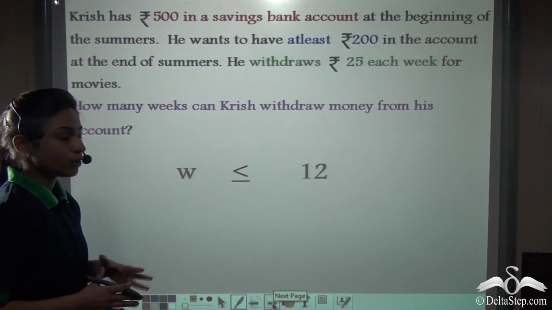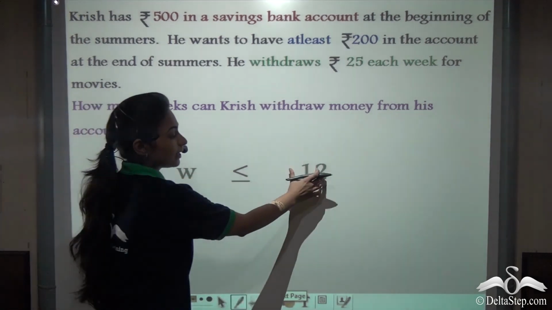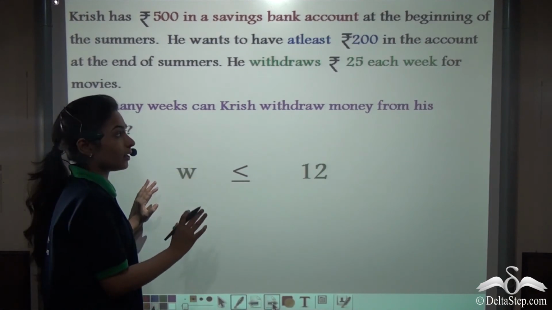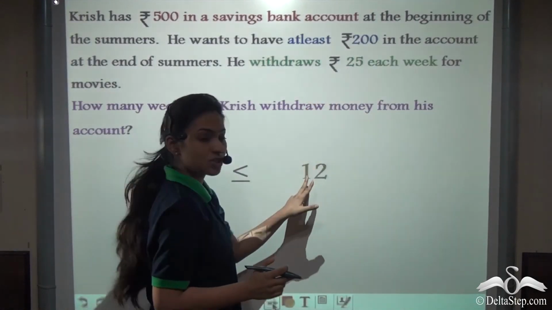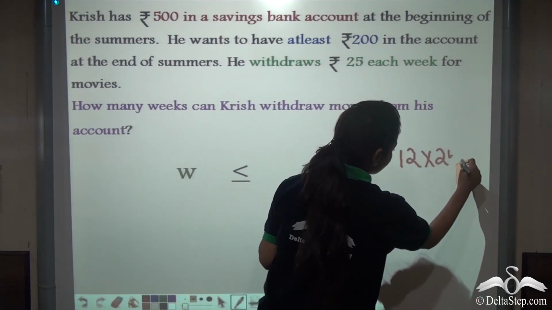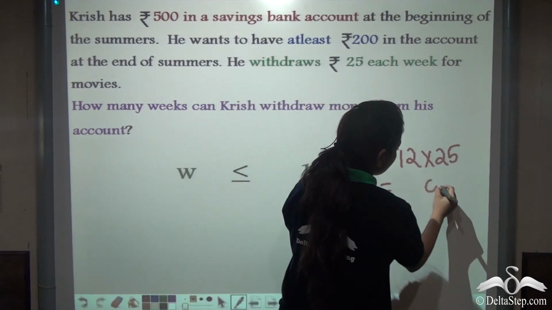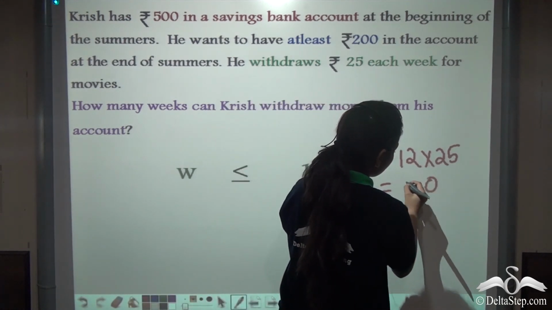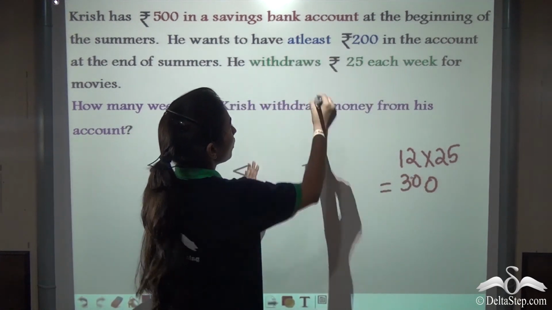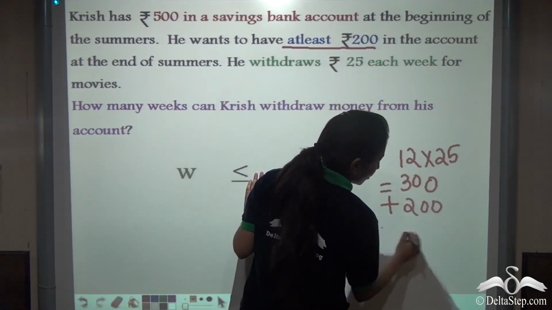The last step is to verify whether we have got the correct inequality or not. Let's say that at most he is withdrawing money for 12 weeks. So let us check with 12. He is withdrawing 25 each week, so 12 weeks into 25. This is the total money he will be able to withdraw. So he can withdraw rupees 300 and he needs to have at least 200 in his bank account. So add that up. What do you get?